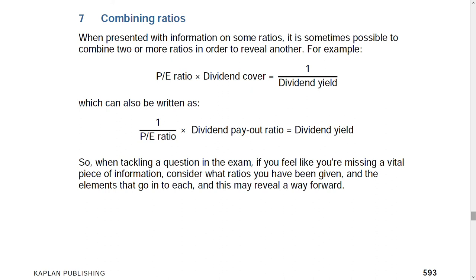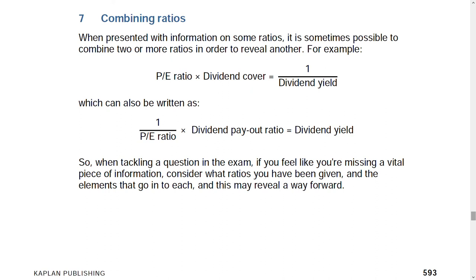Because sometimes you might be given some ratios and you have to fill in the blanks to get the next ratio. So you have to know this, which can also be written as 1 divided by PE ratio into dividend payout ratio equals dividend yield. If you want to find out why it is like that, break down each of the ratios: break down the PE ratio, break down the dividend cover, 1 divided by dividend yield, break down the dividend yield and see how you are getting it.